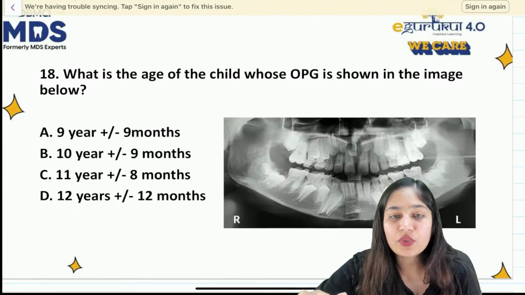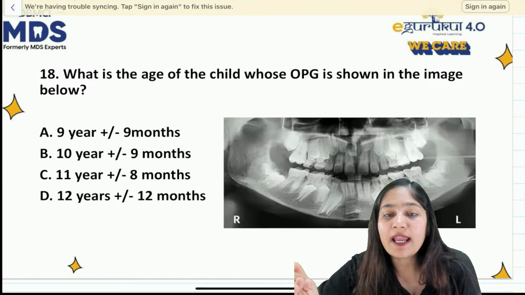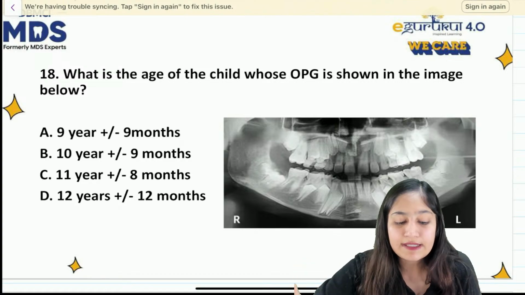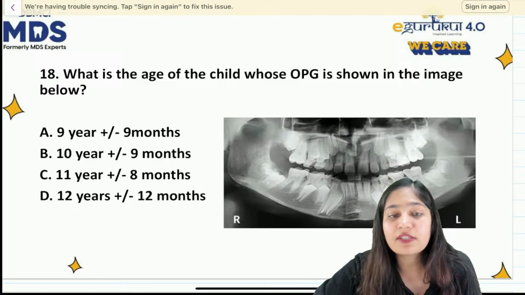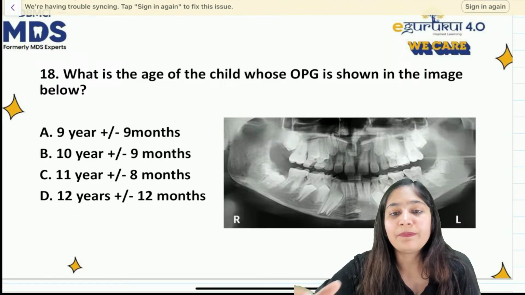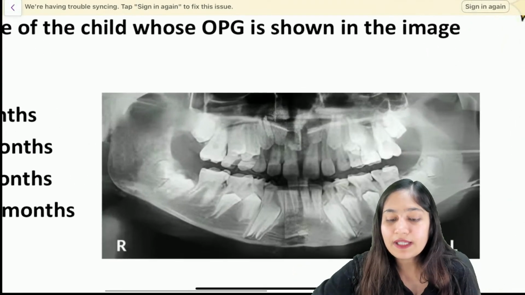Now coming to our next question. What is the age of the child whose OPG is shown in the image below? Is it 9 years? Is it 10 years? Is it 11 years? Or is it 12 years? Now this image based question is also very important. So what will be the correct answer here?